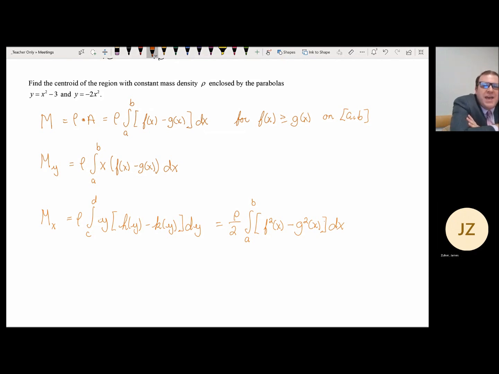If you want to keep it as functions of x, then that is the same as rho over 2 times the integral from a to b of f squared minus g squared. Whatever you want to do, I don't care.